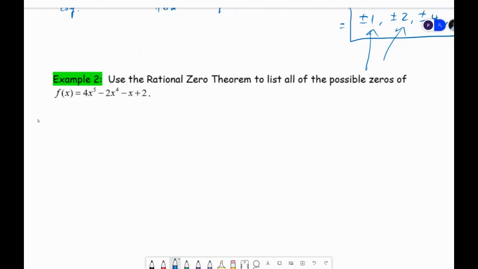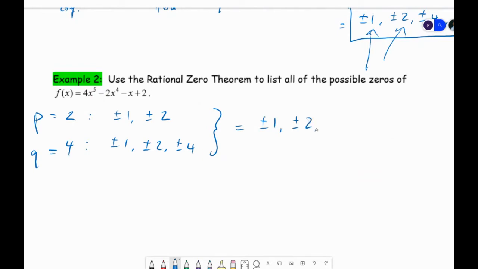Okay, let's look at this one. Identify what your p and q are, and then identify their factors. And then put them all together, so all the possible rational zeros. So put all of these over 1. And then put it over 2.